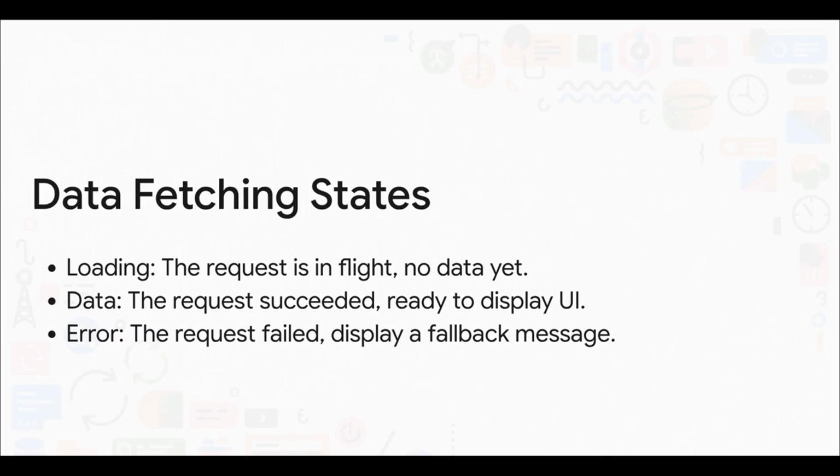Loading means the request is currently in flight, no data yet. Data means the request succeeded and we're ready to show the UI. And error means, well, something went wrong and we need to display a fallback message. You've got to juggle all 3 inside your component state to ensure a smooth user experience.